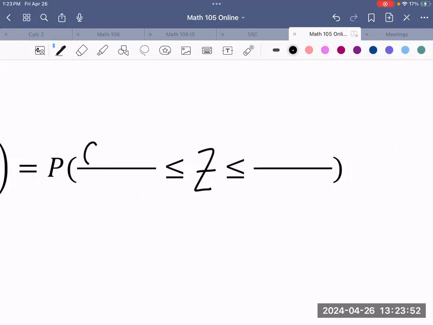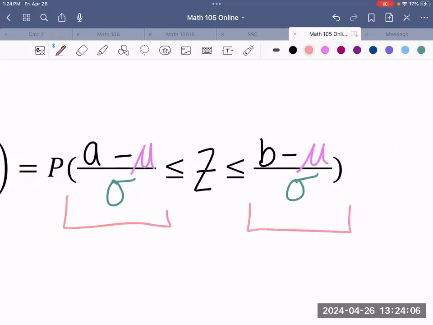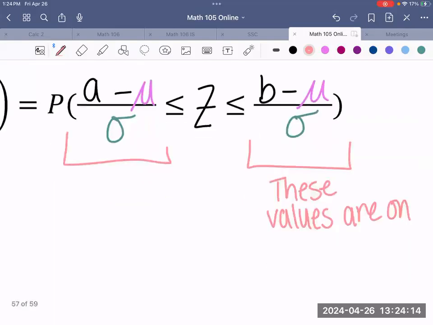So you don't have to do this again. You only have to subtract it once and divide it once. So now these values are on your table. These values are on the z-table. I'm actually going to do that.